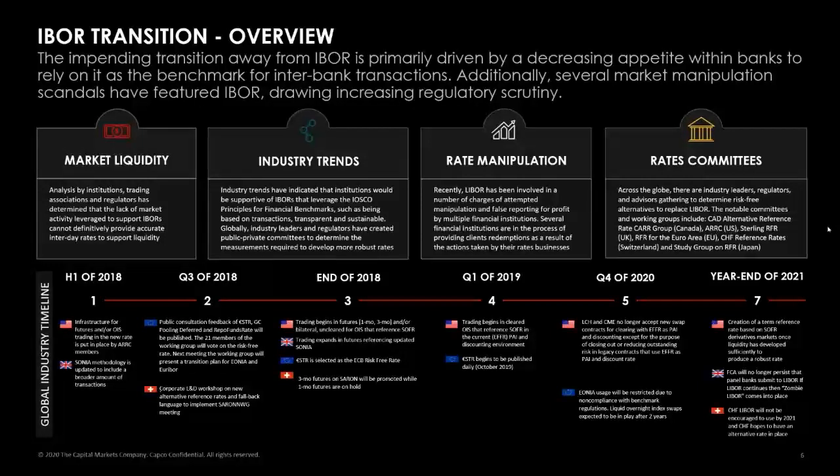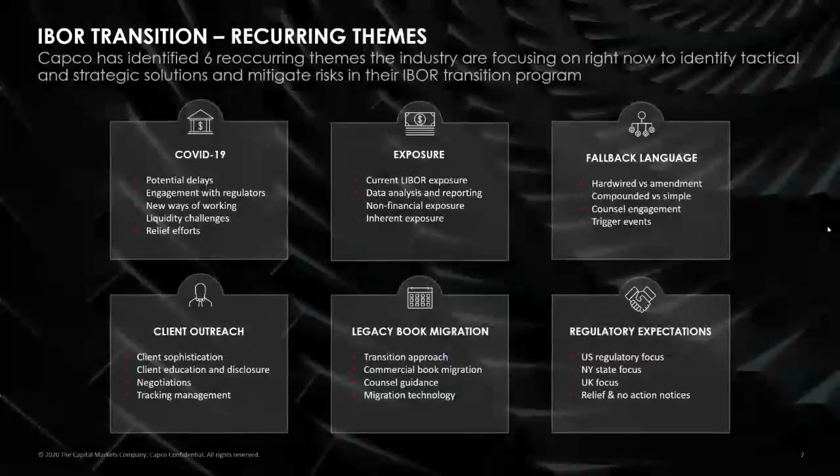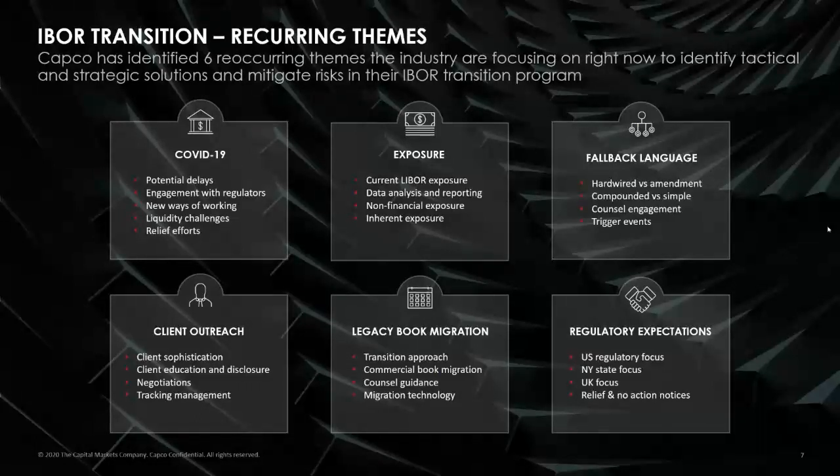So with that, on my next slide here, we've coined what we like to call our reoccurring themes. You can probably say the exposures, the fallbacks, the client outreach, the legacy book migration, and regulatory communication or expectations have remained consistent over the last 3-4 years, and COVID could be replaced with any other regulation or any other mandate which steers away from the BAU.